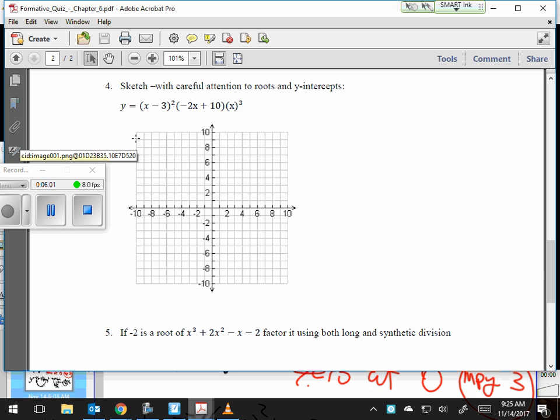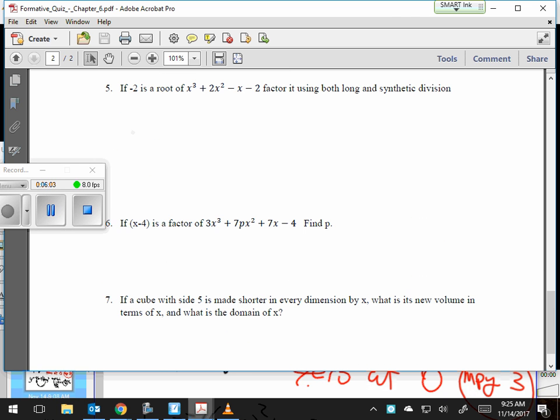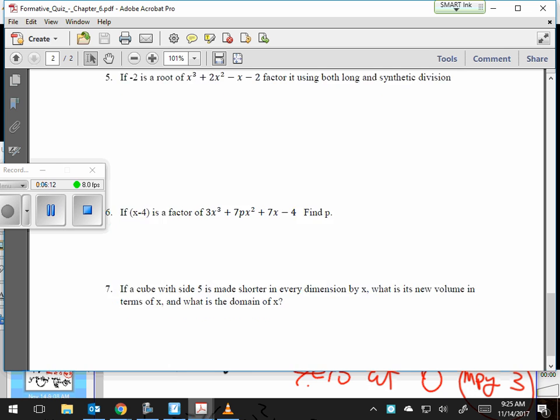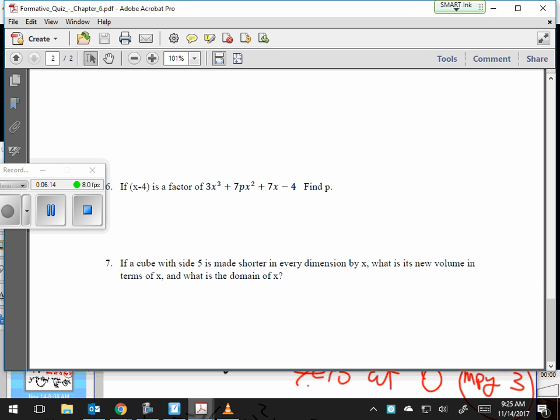All right. Next, if -2 is a root of that, long division and synthetic division. That'll be good for us to practice today. And last but not least, this is one that is about making a box. Do you remember talking through that box problem? And if you cut a corner out of the box, I did talk that over with you. You should be able to figure out how long the sides are.